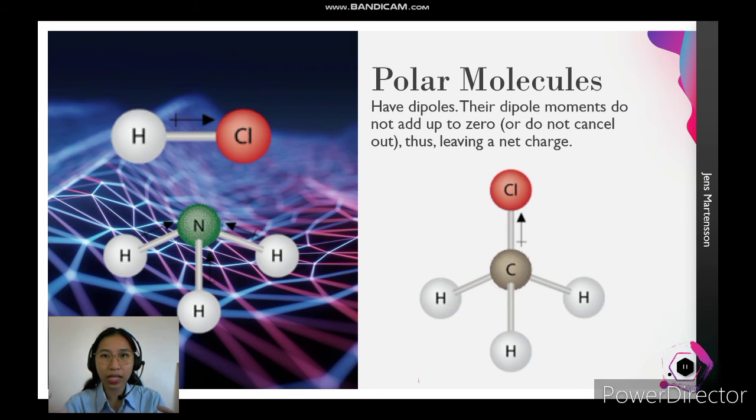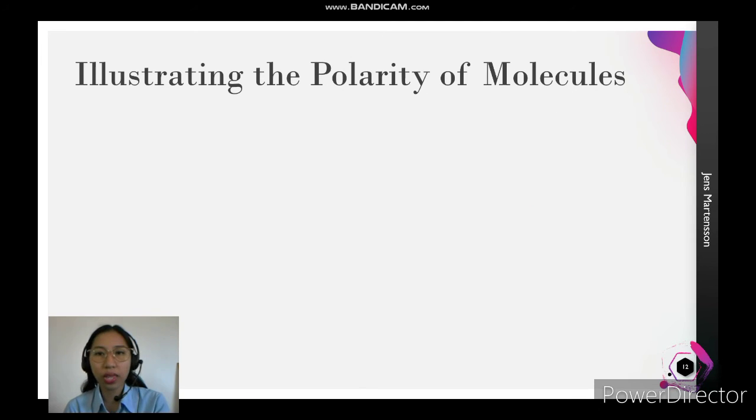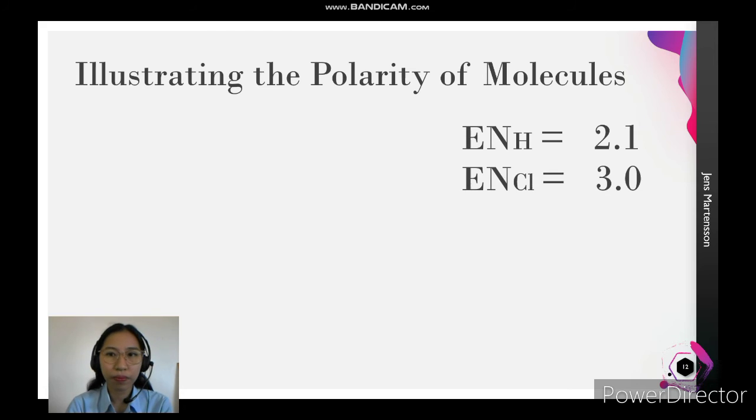uneven distribution of electrons. Okay? So, their dipole moments do not add up to zero or do not cancel out, thus leaving a net charge. Kung gaingon ganina nga dili man siya mag-cancel out, that is why naa kay mga net charges, na positive or negative charge. So example of that is katong kaganina, HCl. We also have NH3 or ammonia. Now let us try and illustrate the polarity of molecules.